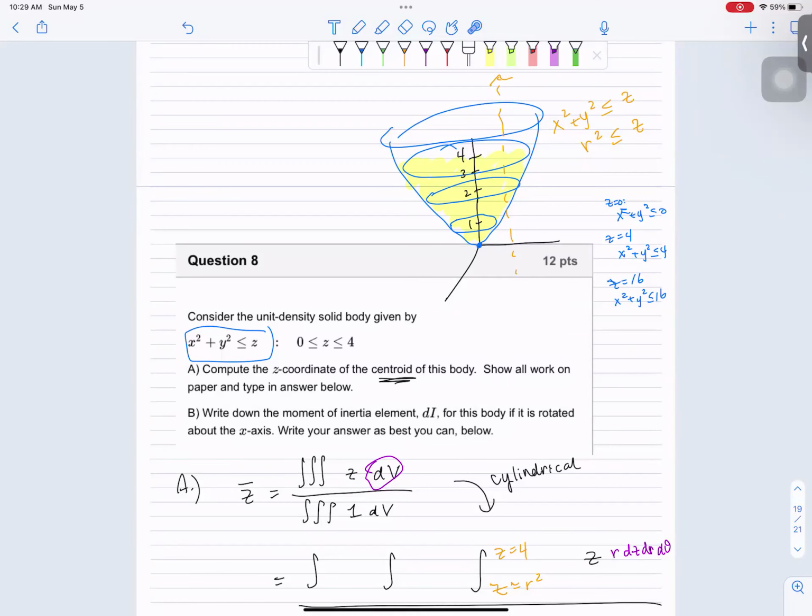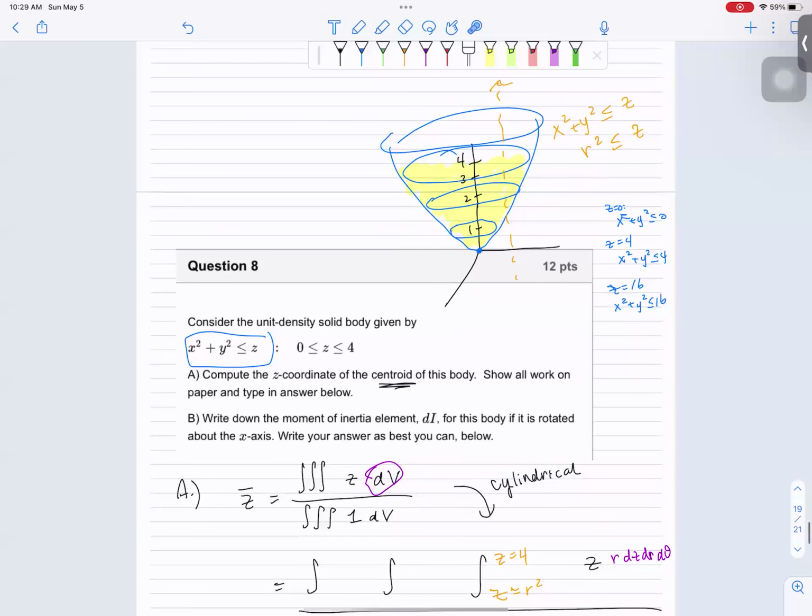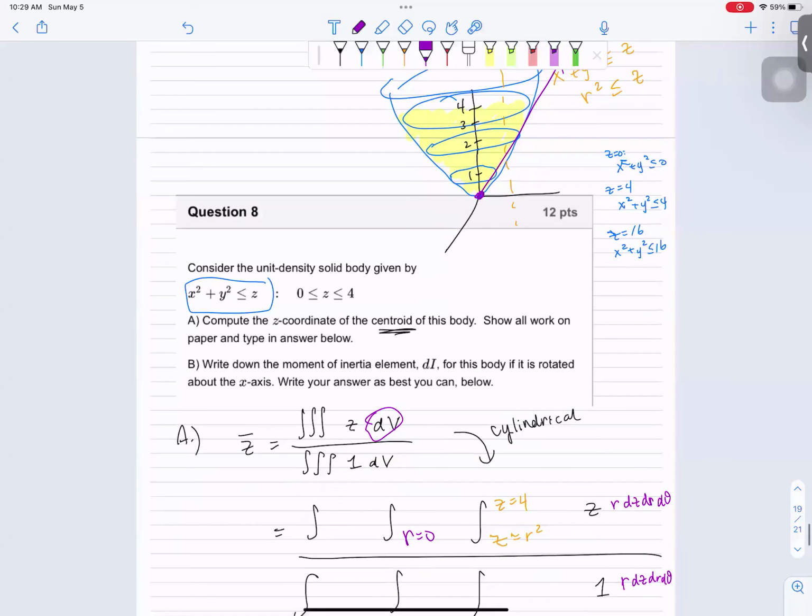All right, so I have my z bounds. What is r? Well, r starts at 0. And what is the radius if I draw a line radially outward? At most, it could be 4. Or what is this point? When z equals 4, my circle has a radius of 2. So the radius is 2.